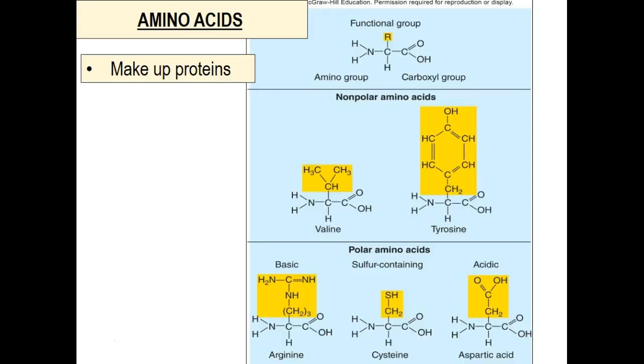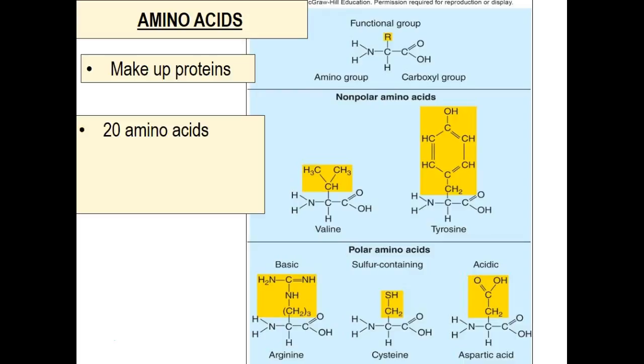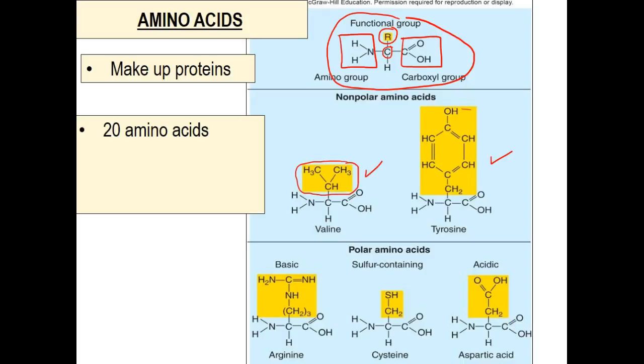Let's look at some of these amino acids shown on this slide. Amino acids make up proteins, and there are 20 amino acids. They all have this general structure, which you need to know, of a central carbon, an acid group, and an amino group. And the 20 amino acids all differ in their R group. Okay, here's valine, here's tyrosine. You do not need to know the individual amino acids, but it is useful to look at how these functional groups give the molecules different properties.